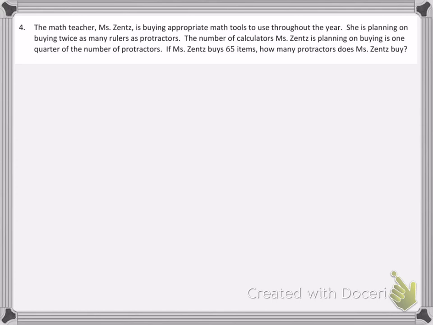Number 4, the math teacher, Mrs. Zentz, is buying appropriate math tools to use throughout the year. She's planning on buying twice as many rulers as protractors. Okay, so I need rulers, I need protractors, and let's call these tools, or T. If I have T number of protractors, I'm going to have twice as many rulers, 2 times T.